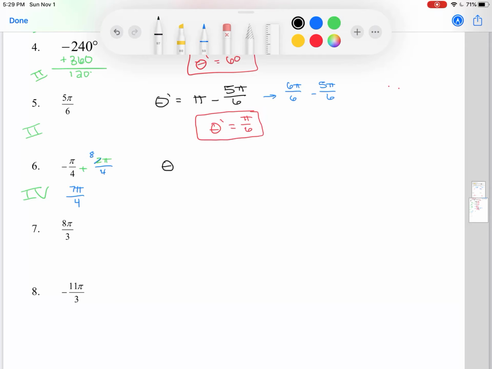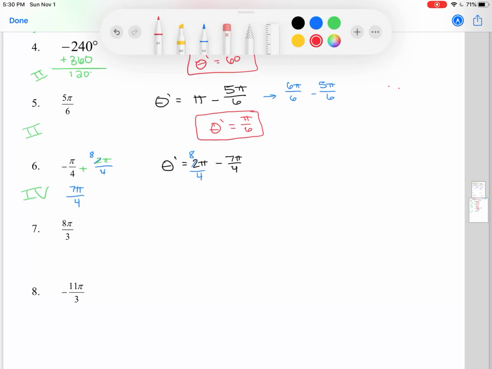Again, that is something we will get familiar with as we go through. Just take my word for it now that this does exist in the fourth quadrant. You will get your practice on this in the next set of notes. All right. 7 pi over 4, that's in the fourth quadrant.